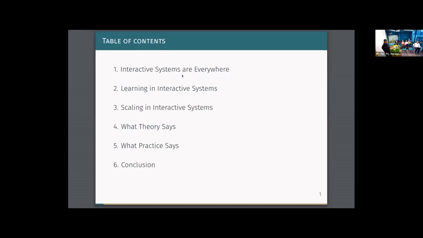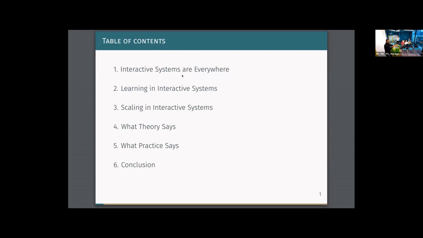Okay, so I'm gonna start by telling you that interactive systems are everywhere, but this is no stranger to anyone here because we work in Criteo and we have a bunch of interactive systems going on. Then I'm going to explain how we do machine learning in interactive systems and how we scale those machine learning methods. Then I'm going to briefly say what the theory says and what practice says to finally conclude.